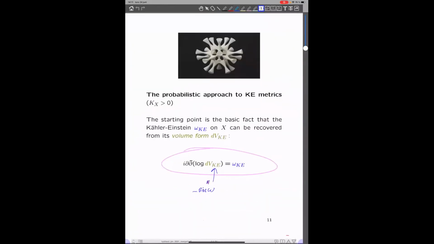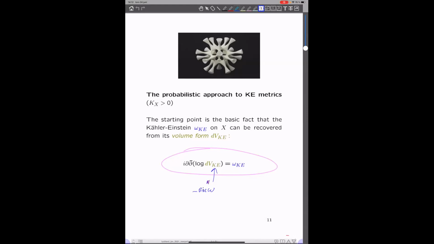Okay, so the starting point of this approach is this really basic fact in Kähler geometry, that the Kähler-Einstein metric on X can really be recovered from its volume form. So that's a bit surprising if you think of it in terms of Riemannian geometry. How could you reconstruct a metric from its volume form? That doesn't seem to make much sense. It seems to be much less information in the volume form.